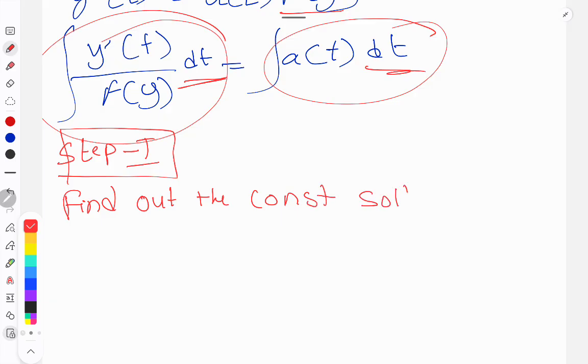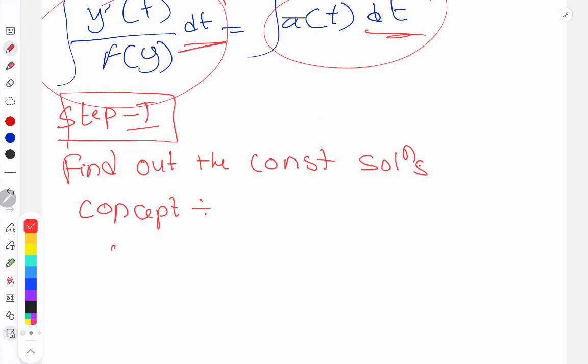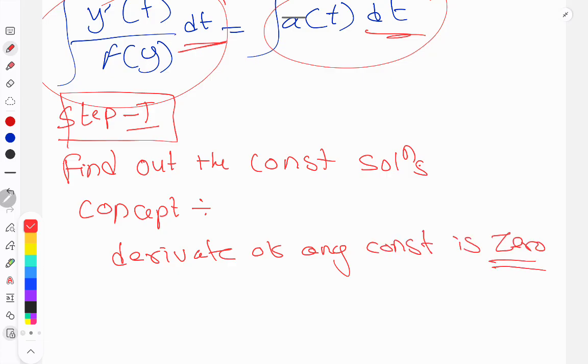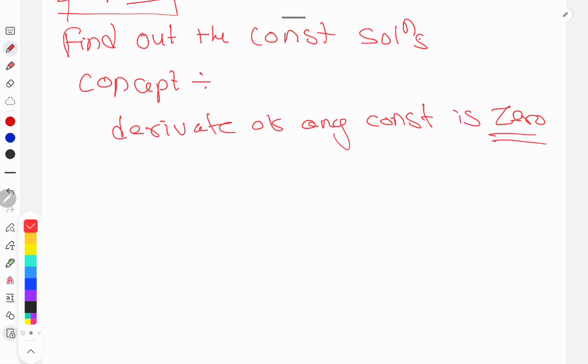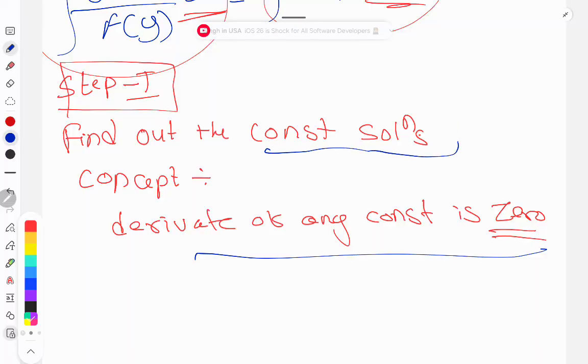constant solutions. So what is the concept behind it? The concept to find the constant solution is, what is the derivative of a constant? Do you know? Derivative of 2 or derivative of something. So derivative of any constant is 0. If you watch the basic one, it will be clarified. So how to find out the constant solution?